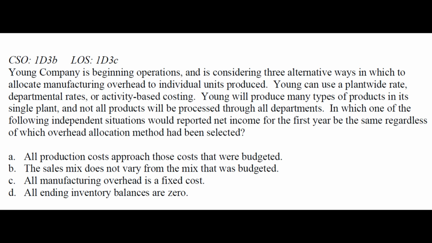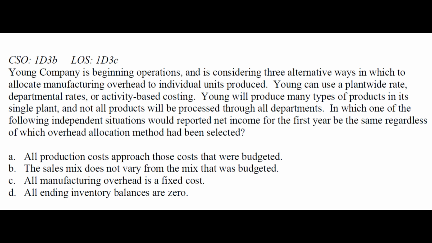This question tests understanding of manufacturing overhead allocation methods, plant-wide rate, departmental rates, and activity-based costing, and when these methods produce no difference in net income. Key concepts. Different overhead allocation methods mainly affect inventory valuation, ending inventory, cost of goods sold, COGS, and timing of expense recognition. Therefore, differences in net income arise when some production is not sold in the same period.